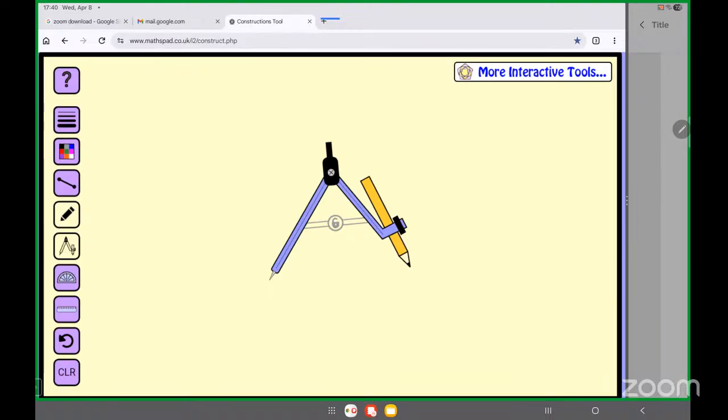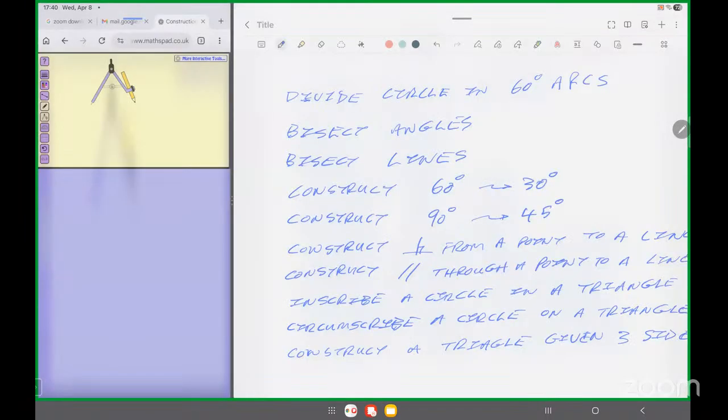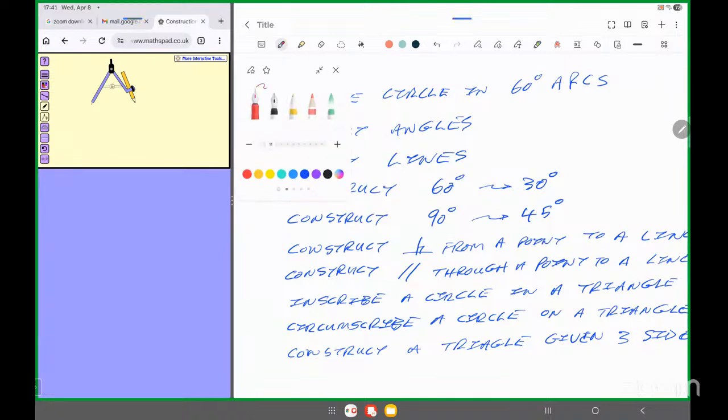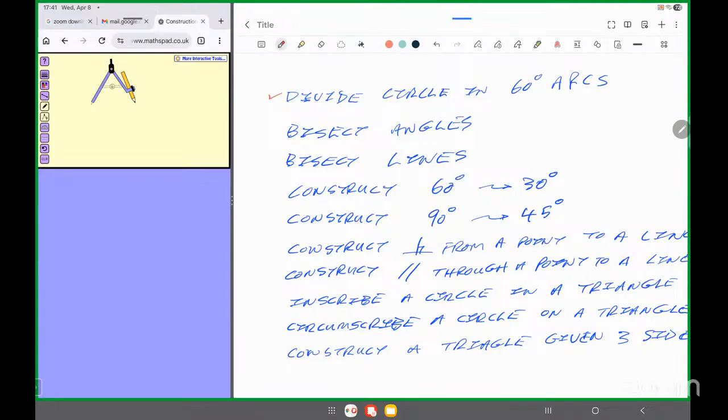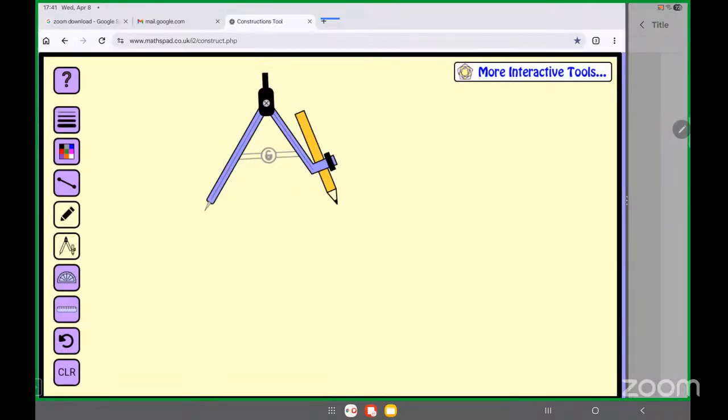All right. So the first thing I said is to be able to do this thing. This is the first thing. Divide a circle into 60-degree arcs. And it's a concept that I want you to understand: every time you're on an arc and you set the radius of that arc and you make consecutive arcs on the circumference, each of those is 60 degrees. All right? So let me start here by showing you.